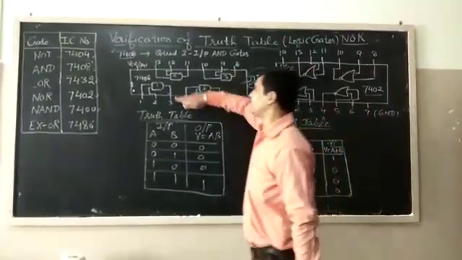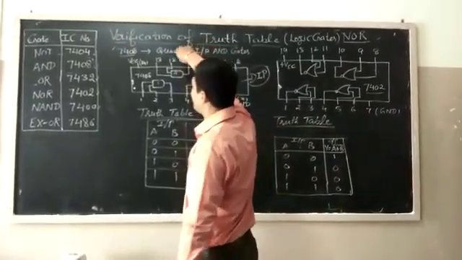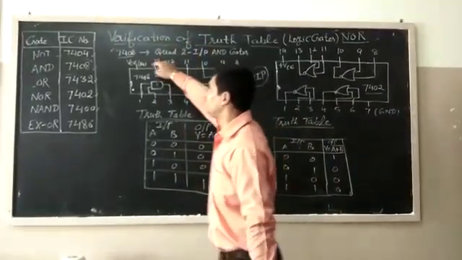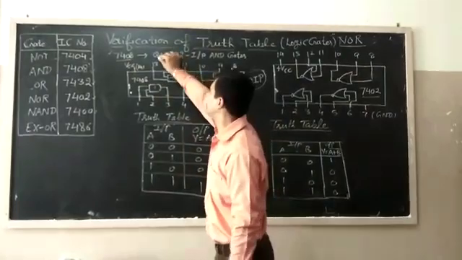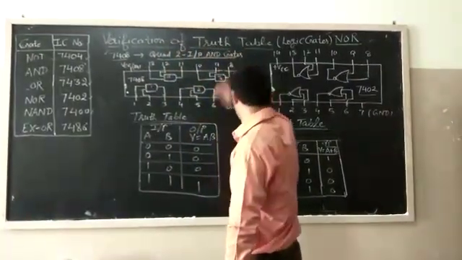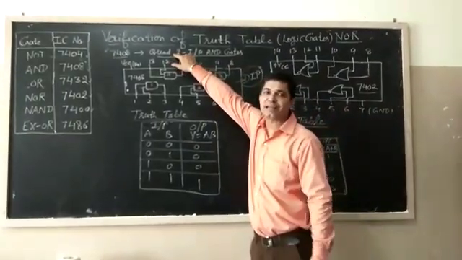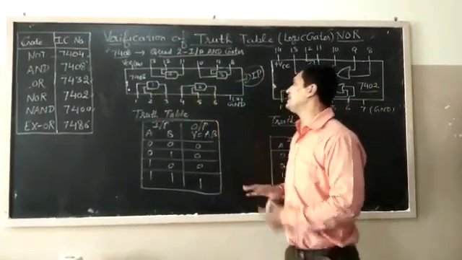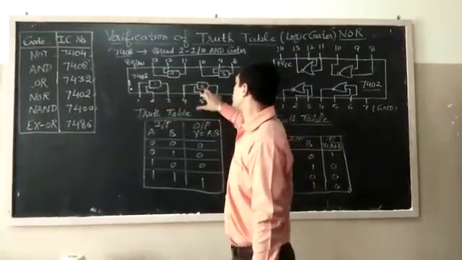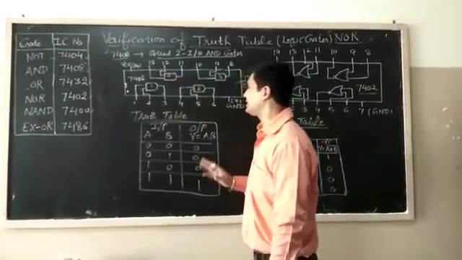So we will take an example of the AND gate. Its IC number is 7408. Here you will find quad 2 input AND gate. Quad means it comprises 4 AND gates. So here you will find 1, 2, 3, 4 AND gates are there.